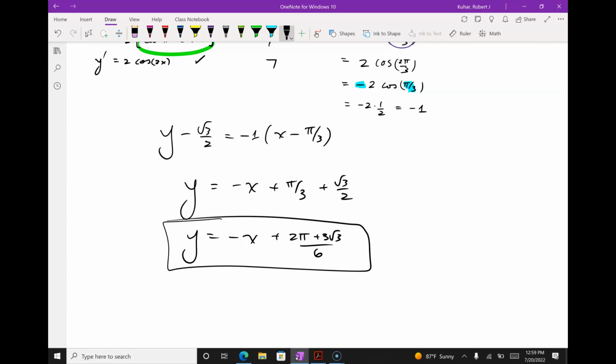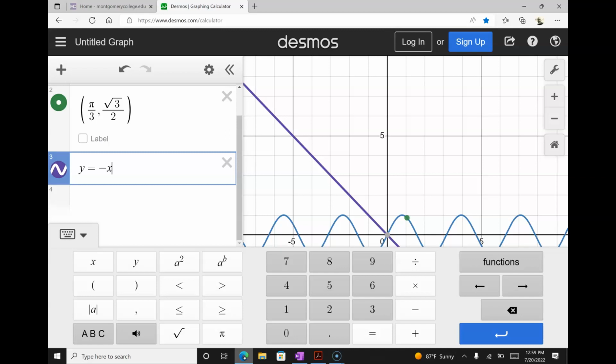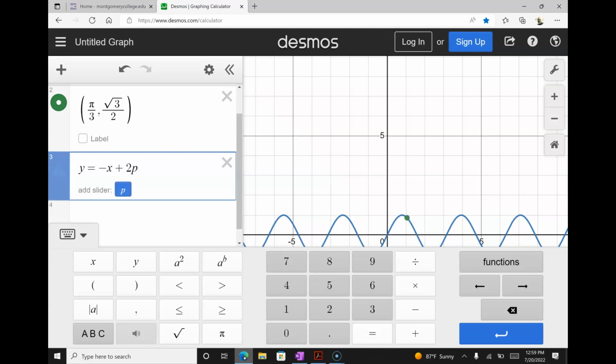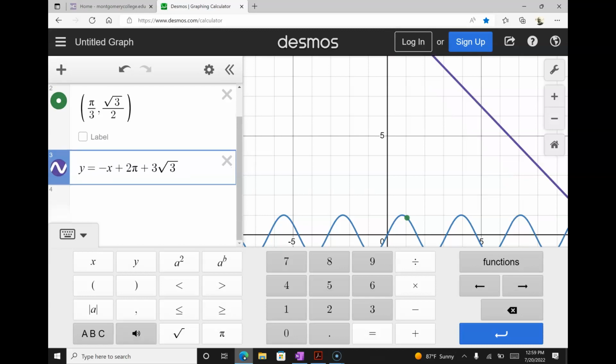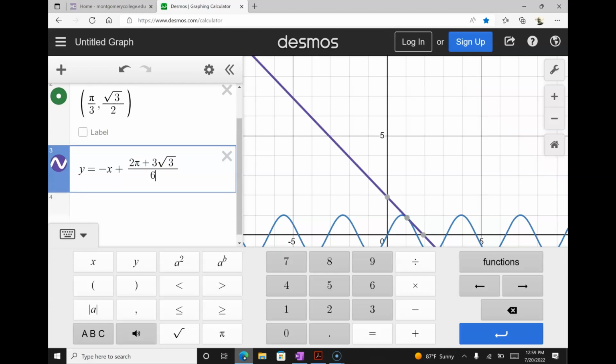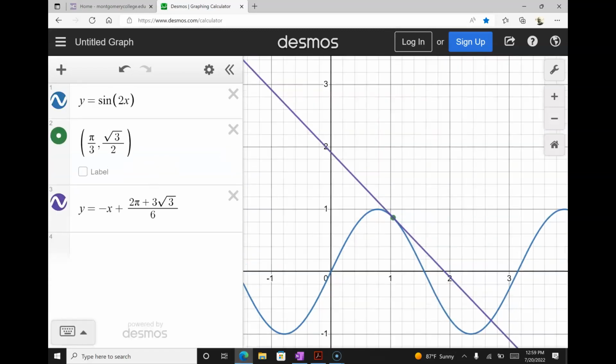So I'm going to my Desmos. 2 pi plus 3 square roots of 3, all divided by 6. Boom. Love it.